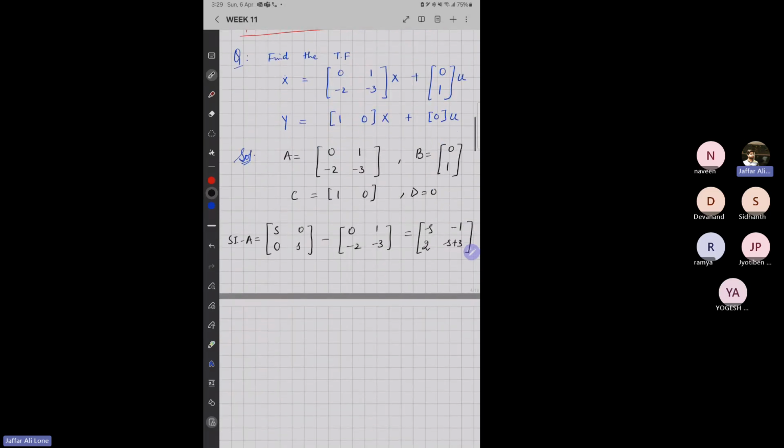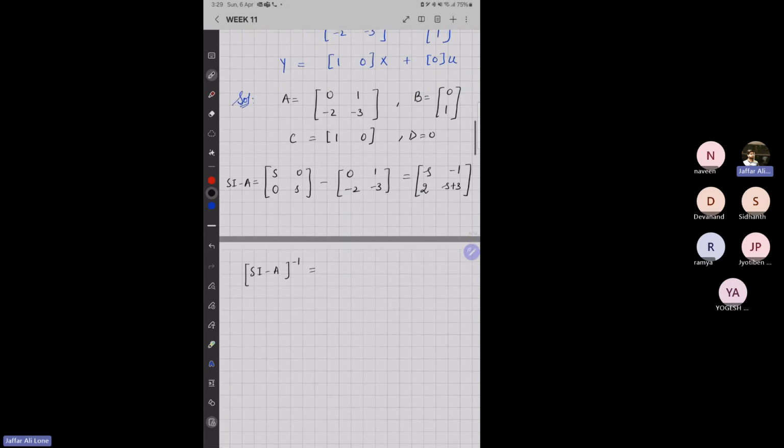Now I'll find its inverse. This is a 2 by 2 matrix, and the inverse of a 2 by 2 matrix is very simple. There's a shortcut: you just interchange these two terms, multiply the other two terms by minus 1, and divide by the determinant. The determinant is 1 into (s plus 3) plus 2. Then this will be s plus 3, this will be s, this will be minus 2, this will be 1. Is this clear? Does anybody have any doubt about how I wrote this (sI minus A) inverse?